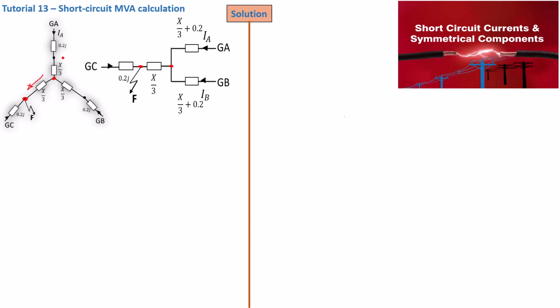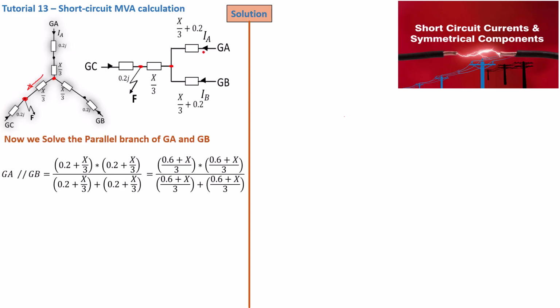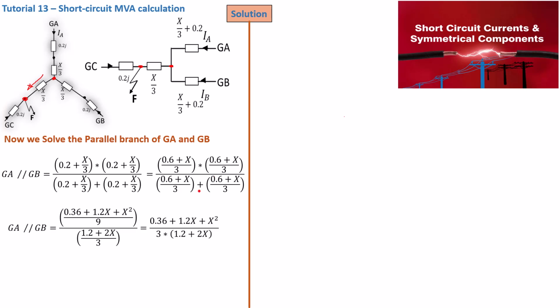So we've got this reactance here plus X over 3, and this reactance plus X over 3. Our goal now is to work out this parallel configuration, and to do that, it's very simple algebraic manipulation. GA and GB in parallel will give you this expression here, okay? That can be reduced to this expression, and calculating it further, we're going to have this expression divided by this expression, and that will lead you to this expression.